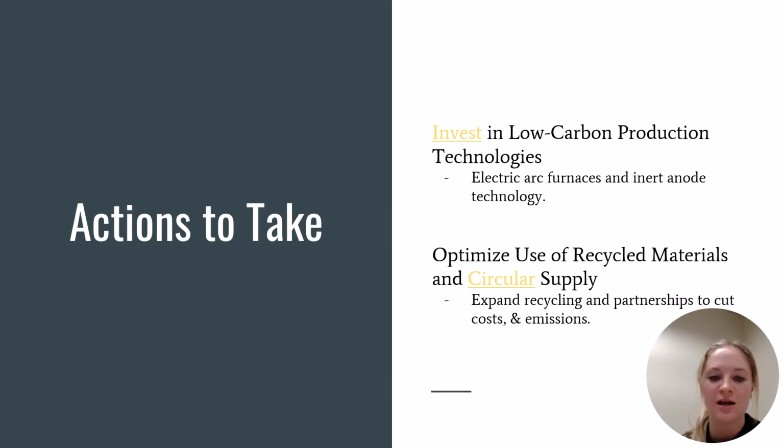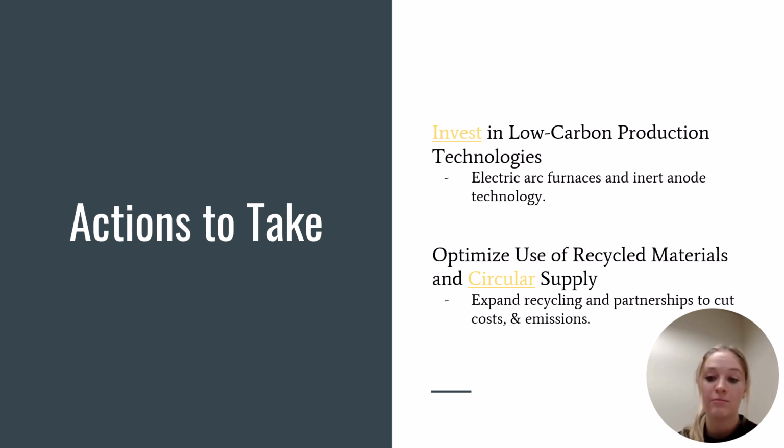Hello, I'm Keelan. I'm going to be talking about actions companies can take. So, one of the most impactful actions companies in the steel and aluminum industry can take right now is adopting low carbon production technologies. For steel, this means shifting from traditional blast furnaces to electric arc furnaces, which use recycled scrap and renewable energy instead of coal. For aluminum, innovations like inert anode technology eliminate carbon anodes, significantly cutting emissions.